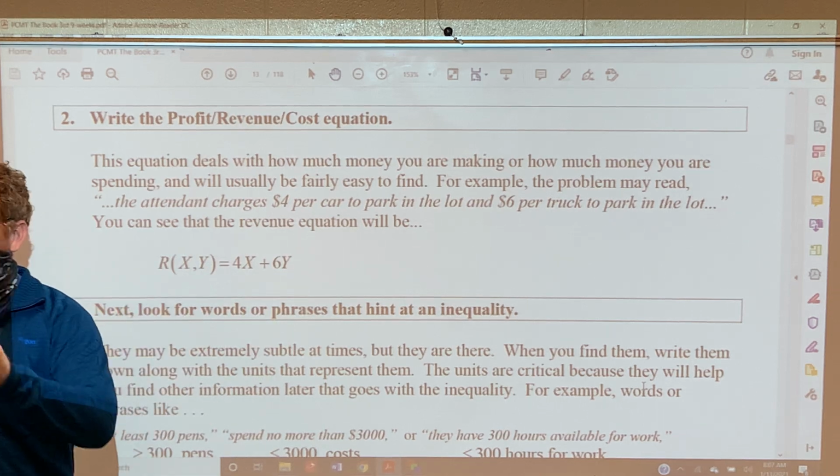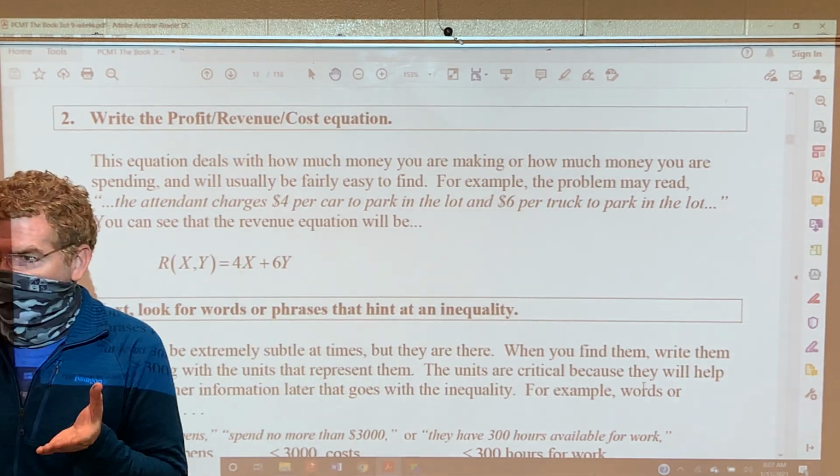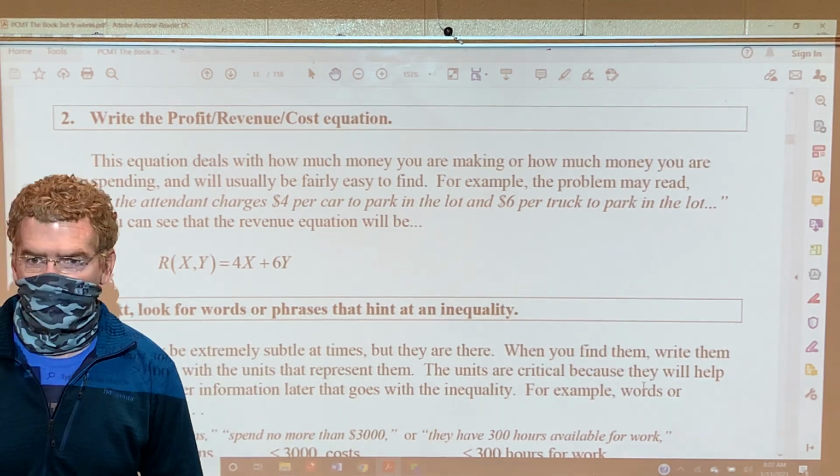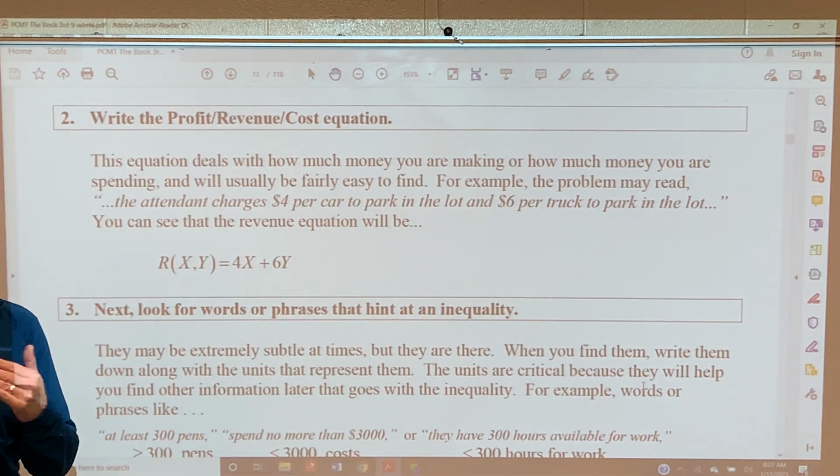And once you identify it and write it out, all that information that gave you that equation, cross it out so you don't accidentally use it again. It's a real temptation to use this stuff in multiple equations because it can be confusing.